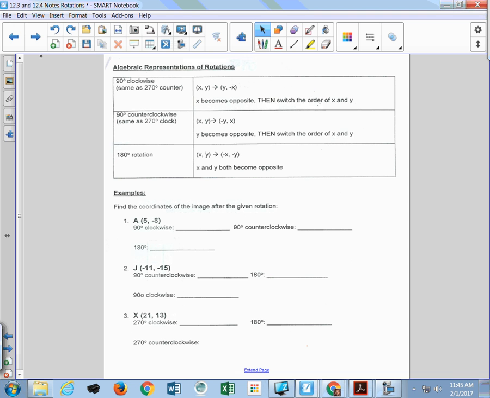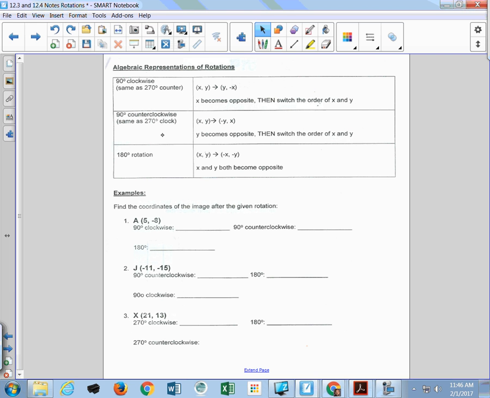All right, so here are the algebraic representations for rotations. 90 degrees clockwise is the same as a 270 degree counterclockwise. So what you do is you flip the x and the y and change the x to its opposite. I know these are confusing. You need to memorize these for the test because you will not have this on a formula sheet. These are something you need to memorize even for STAR.